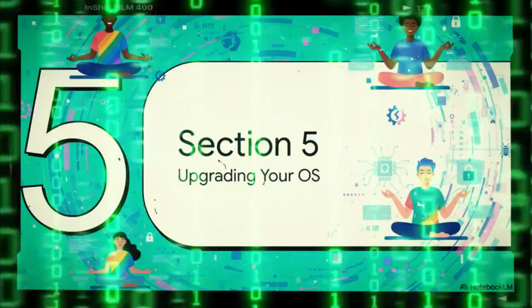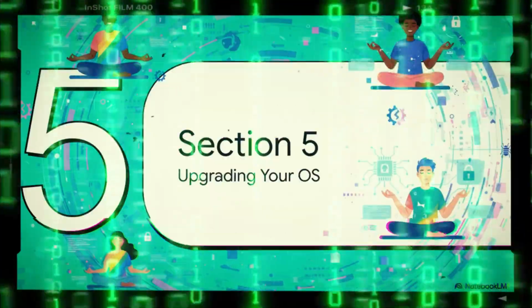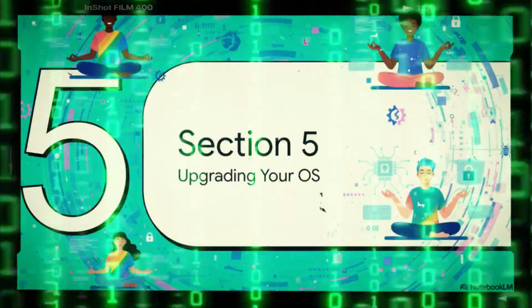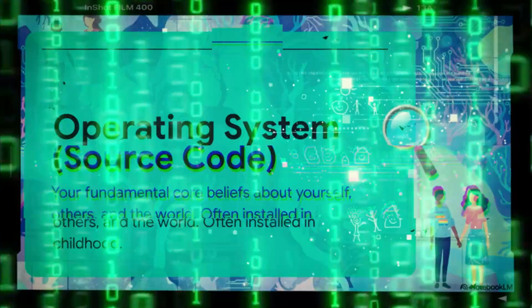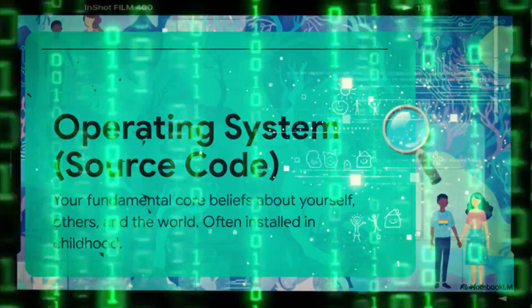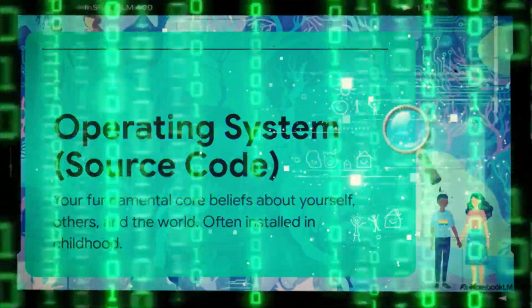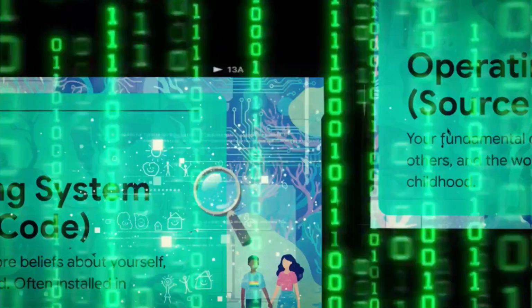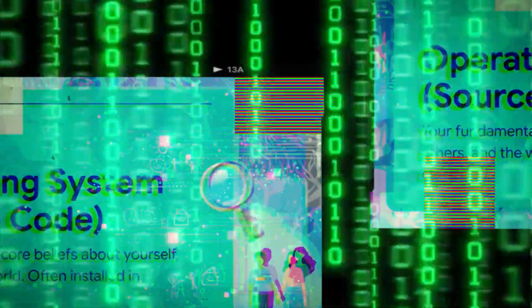All right, and that brings us to our final section, section 5. This is where we get to the deepest level of your system. Because when you see the same bugs and glitches popping up over and over, it usually points to a much more fundamental issue. We're talking about your operating system. Yeah, the source code itself. These are your fundamental core beliefs about yourself, about other people, and about the world. And they act like a filter for all incoming data. And guess what? They often get installed way back when you're a kid.